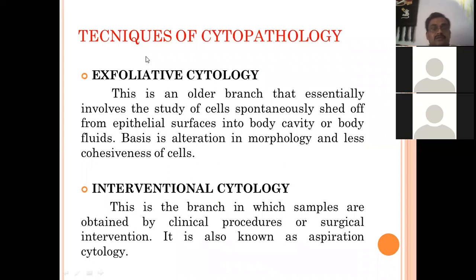So, the different techniques of cytopathology are grouped into branches. First is exfoliative cytology. It is a very old branch where you study the shed cells, and the basis is the alteration in morphology and less cohesiveness of the cells, as I have told you. And the second is aspiration cytology or interventional cytology, where the samples are collected by surgeons through clinical procedures, where the cells are not exfoliated but need to be aspirated. So at that time, interventional cytology is needed.